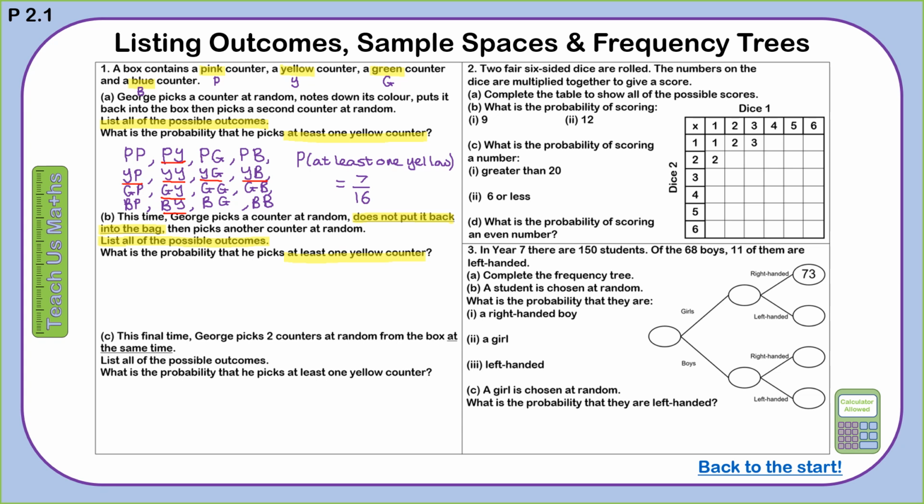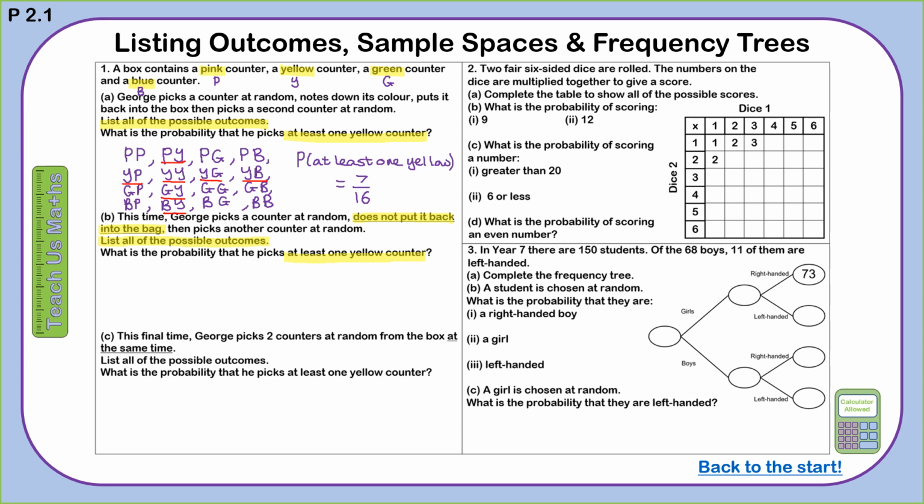So we've got the same question here, but a slightly different scenario. This time George picks a counter at random and notes down its colour, but then does not put the counter back into the box before picking a second counter. This means that he cannot choose the same counter twice. In other words, if he chooses a pink counter first, he cannot choose a pink counter second as well.